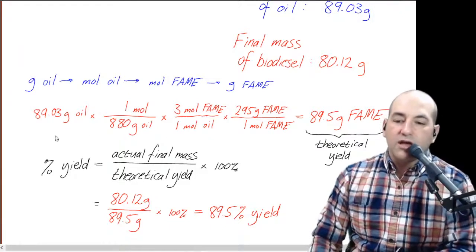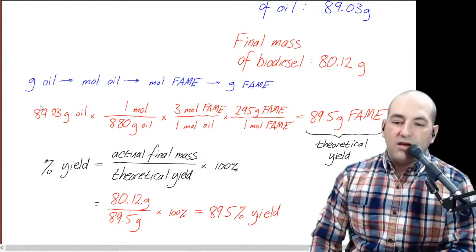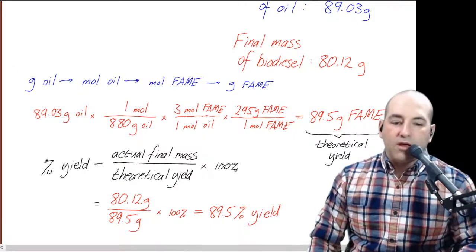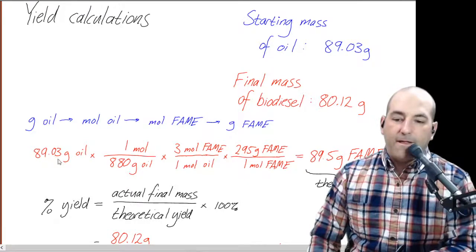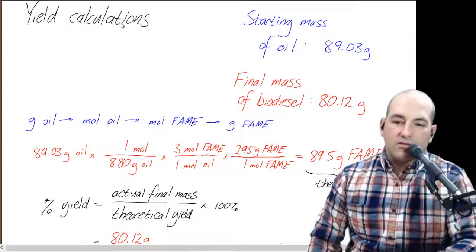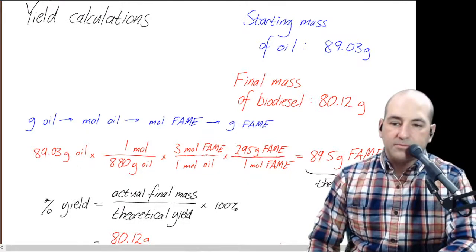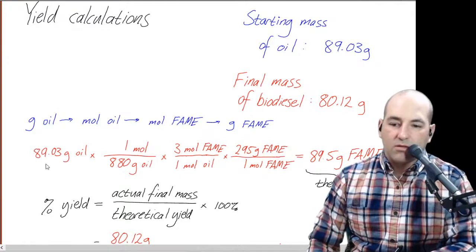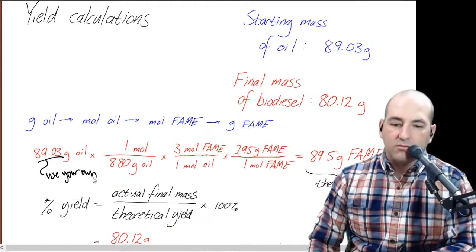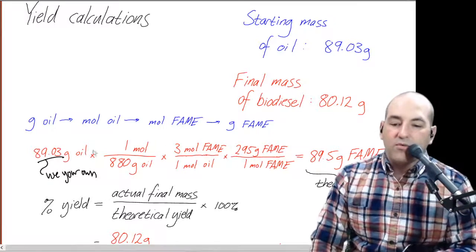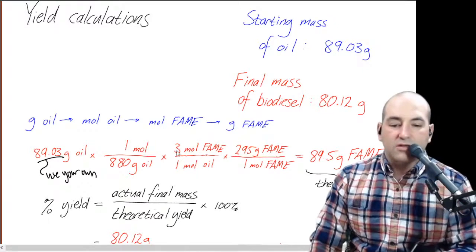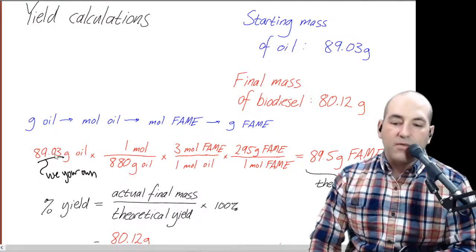So what you're going to do is you see where it says 89.03 grams of oil. Don't use that number. Use your own starting mass of oil. But then you can go through the rest of these. So maybe I should make a little note here. When you see that number, use your own. Right? Don't actually use that number. Use your number. The rest of these all come from the equation. So those actually will stay the same for everybody. But you'll have your starting amount of oil.